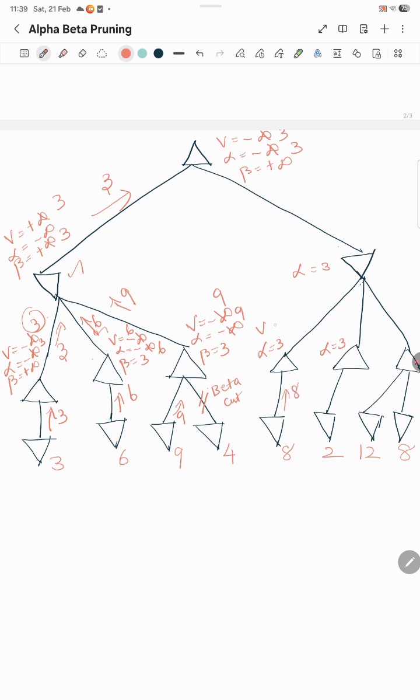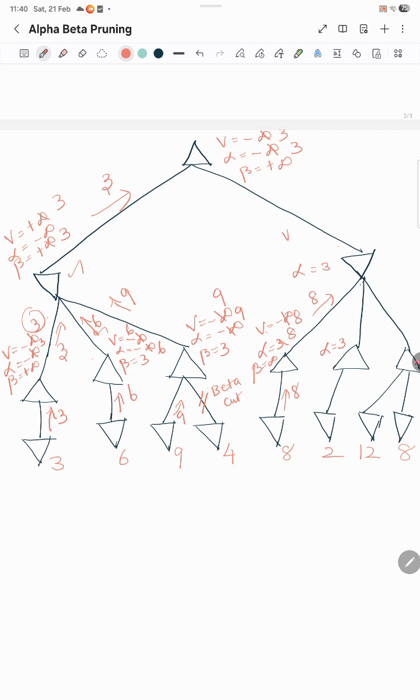V is here, that is max node. So v will be minus infinity, alpha is 3, and what is beta? Beta is plus infinity. So 8 you are updating for this. Okay, so now you are propagating this 8.